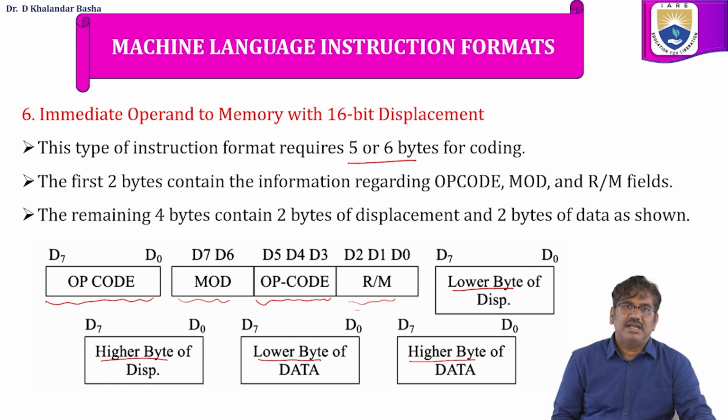So these are the 6 instruction formats which are supported in the 8086 processor. Now we will see what the REG field indicates, the MOD field, and the W field. We are going to discuss them in detail.